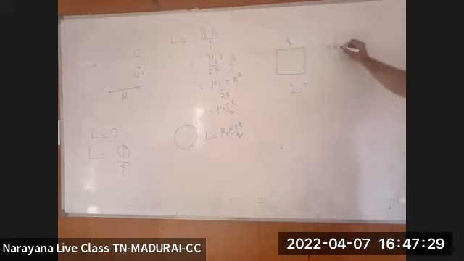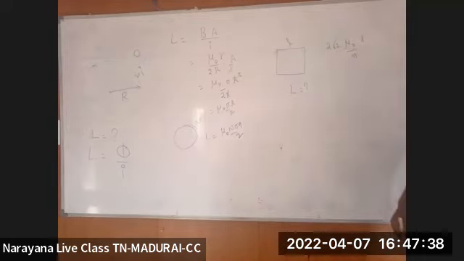Two root two mu naught L by 5. Any supporters for this answer?